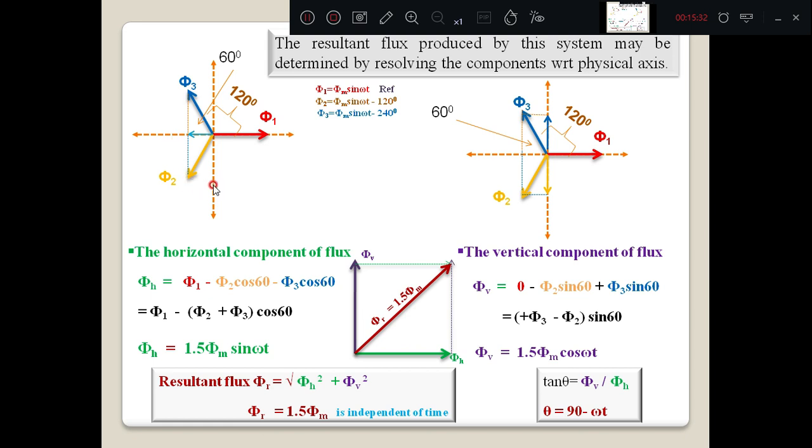What I am getting from this discussion is that the resultant flux of the three fluxes phi1, phi2, phi3, which are displaced by 120 degrees from each other, is 1.5 times its maximum value, which is a constant, independent of time. At the same time, the theta, that is the direction, is given by 90 minus omega t. With this, we'll see how the rotating magnetic field is produced.